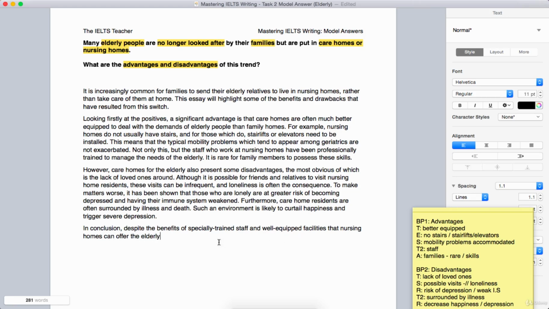Okay, now we've reached the end of that dependent clause, comma. Despite the benefits of specially trained staff and well equipped facilities that nursing homes can offer the elderly, comma. So notice how it's different. We wouldn't say "although the benefits of specially trained staff." If we were to use "although the benefits of specially trained staff and well equipped facilities," all of this would be one subject. So although plus the subject, then you'd have to carry on the sentence. But with despite, it's almost like you're moving straight into an object here. You're just completing the thought.